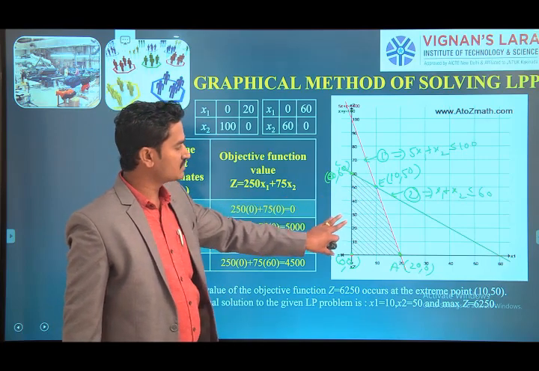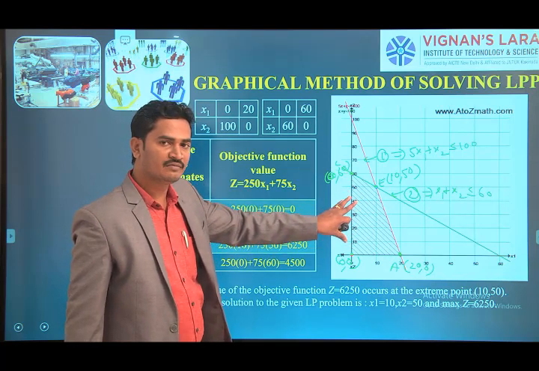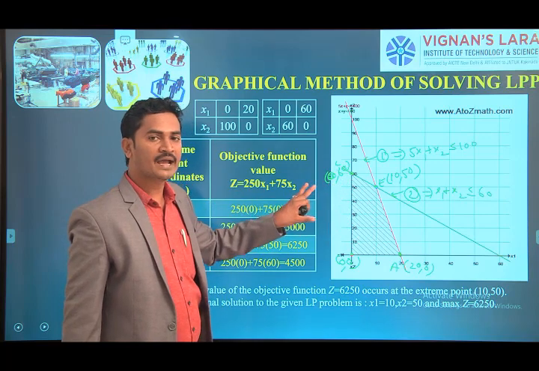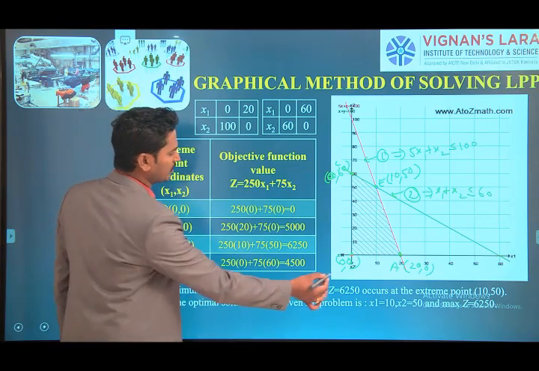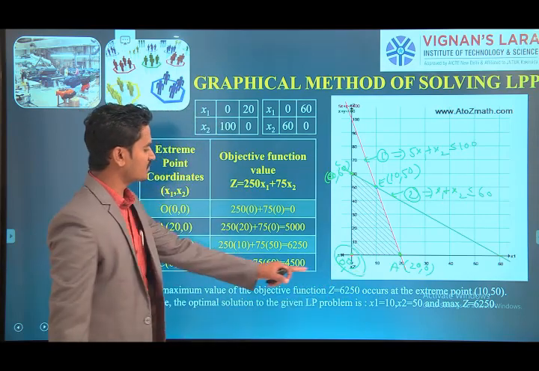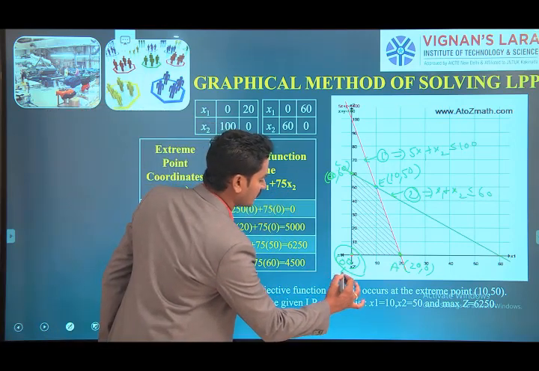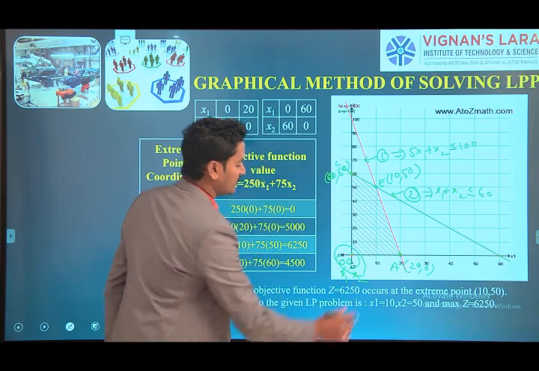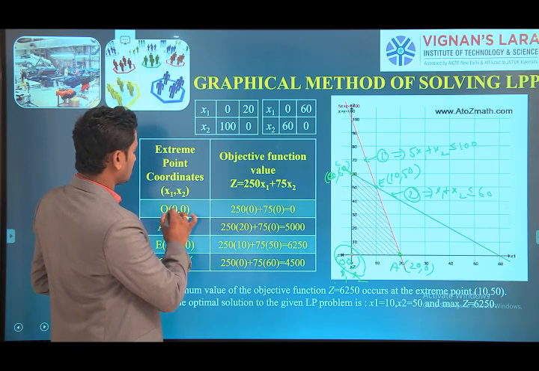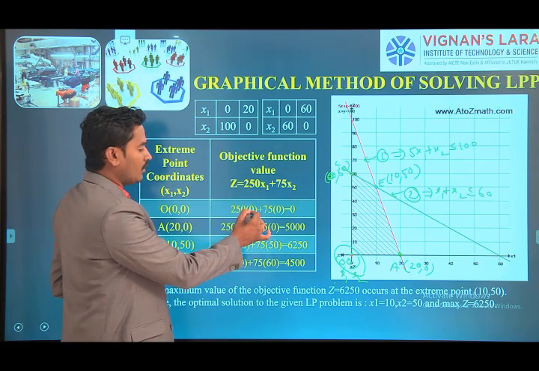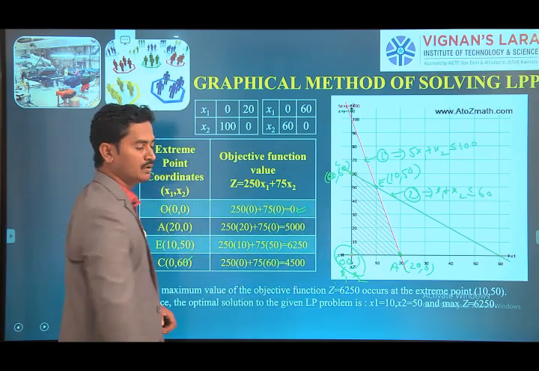From these coordinates, we are going to find the maximum value. Why are we going to find the maximum value? Our objective function is a maximization type. That's why we are going to find the maximum value. Here first I would like to take 0, comma 0. We are going to substitute this 0, comma 0 into the objective function. The first 0 belongs to x1 and the second 0 belongs to x2. x1 means tables, x2 means chairs. Here 0, comma 0: 250 of 0 plus 75 of 0 is equal to 0 at the first point.